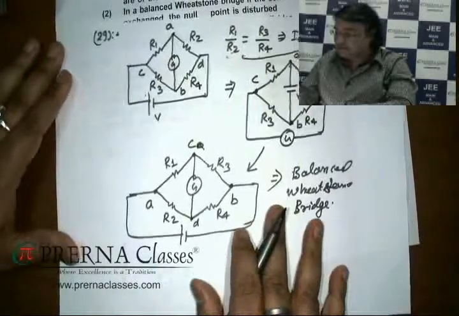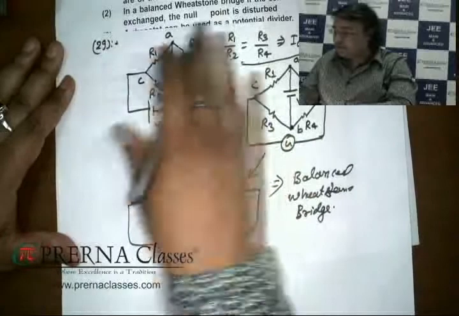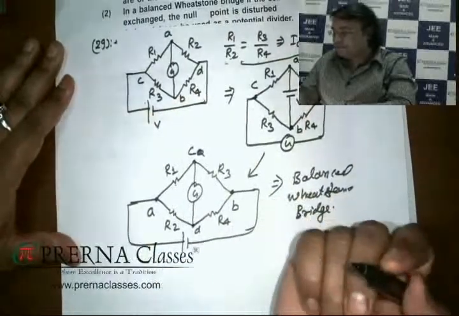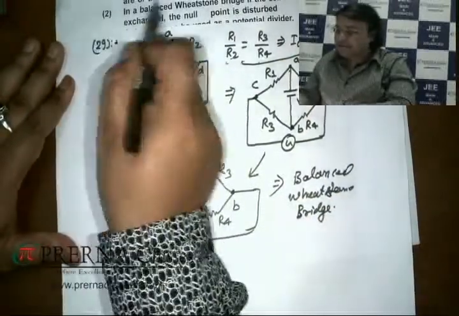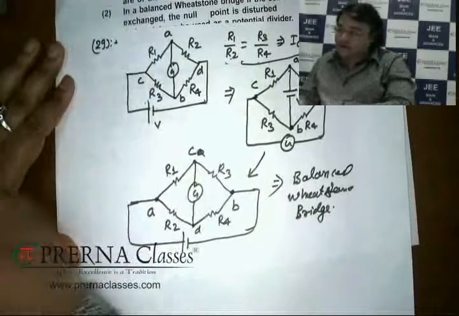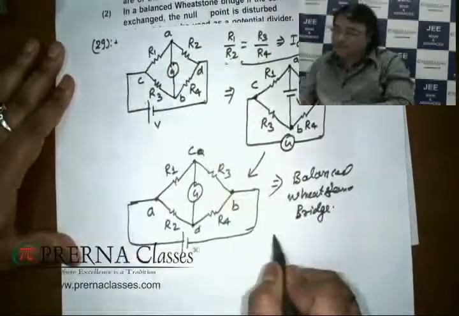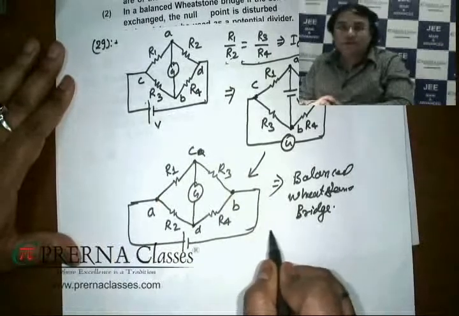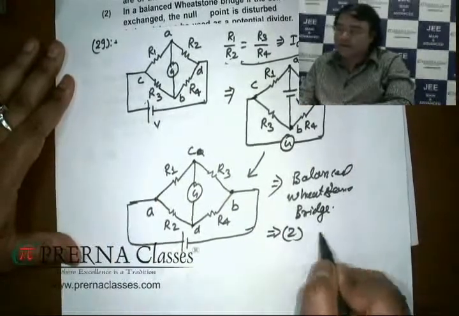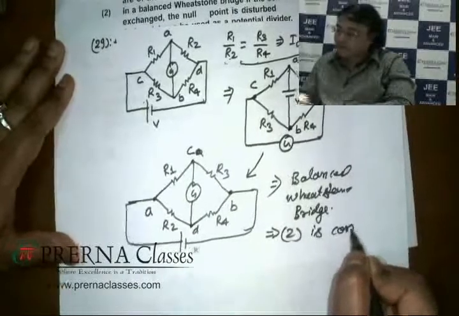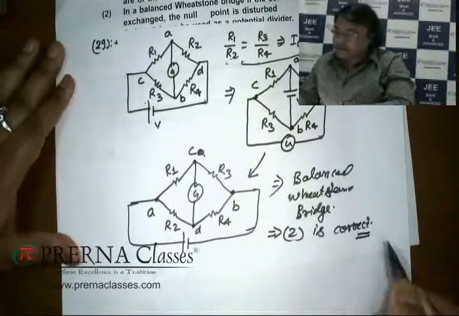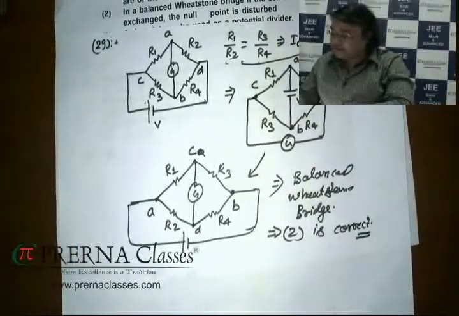So definitely it is against the Wheatstone bridge balance condition. That means the null point is not disturbed here. So statement 2 here is false, actually, here it is given that it is disturbed, so statement 2 is incorrect, so option 2 is correct.